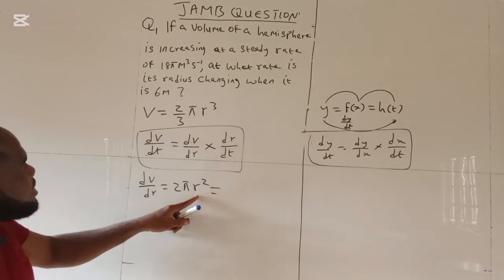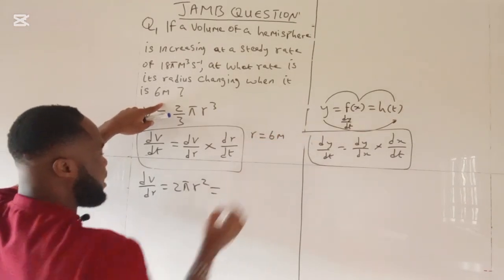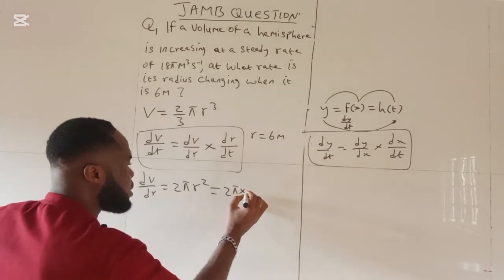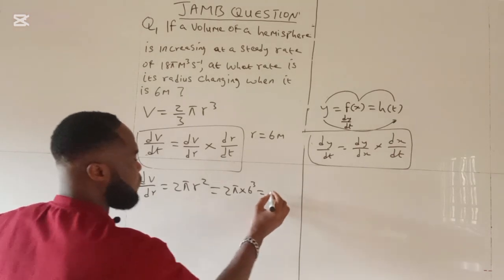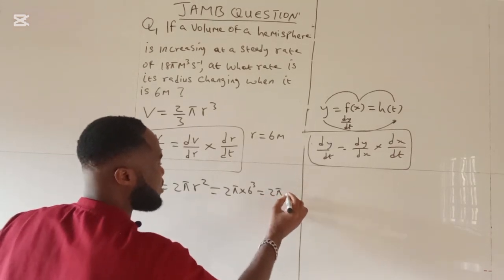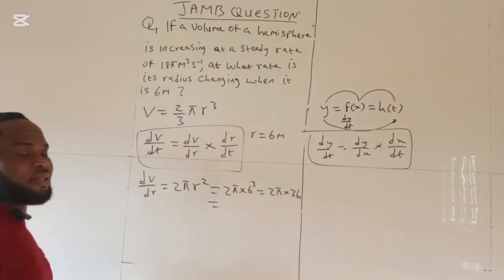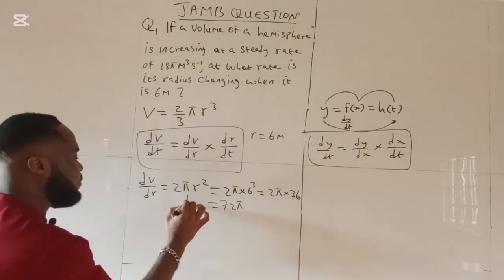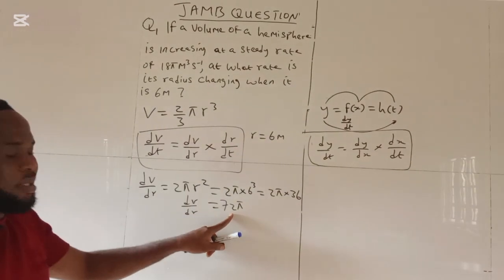So when you differentiate V with respect to r, we have dV/dr equals 2πr². And what is r? Our r, from the question, is 6 meters. So we substitute here: 2π multiplied by 6 squared, which is 2π times 36. 2 times 36 is 72π. So it simply means that dV/dr equals 72π.